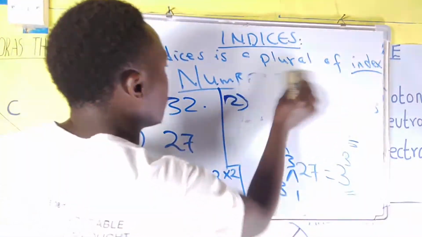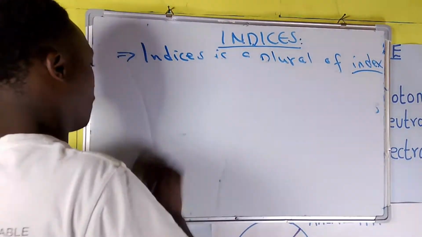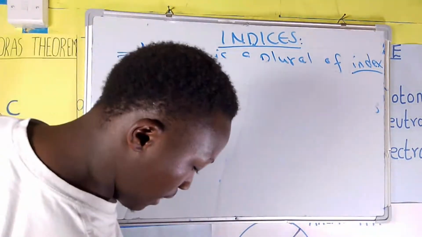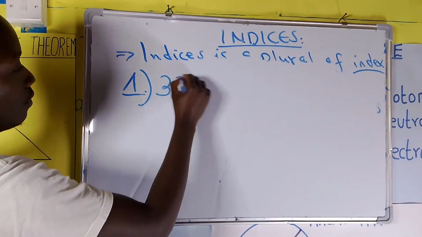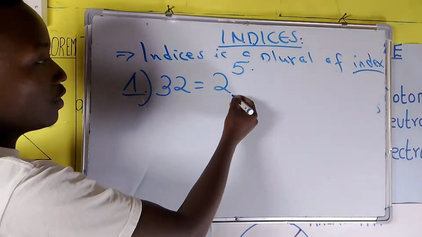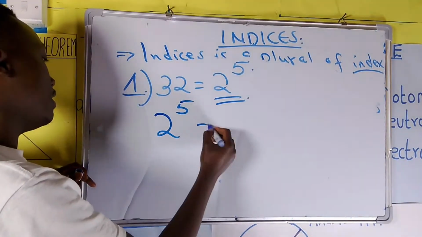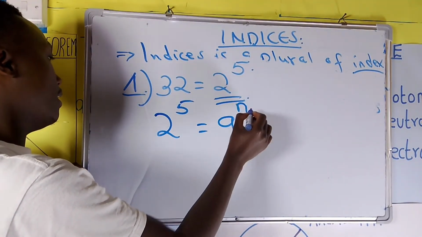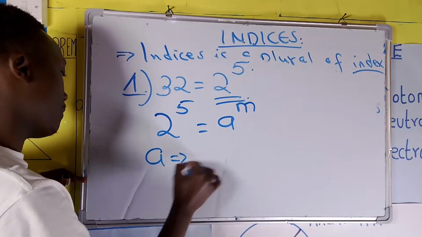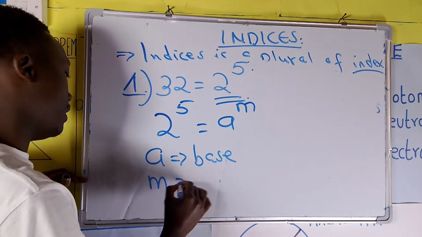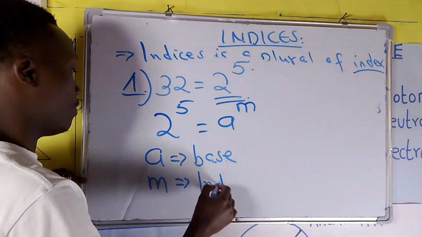So having that, if you can recall, the first question that we responded to was 32, which was equivalent to 2 to power 5. This number, 2 to power 5, is written in the form a to power m, or a to power n, where a is the base and m is the index. A is the base where m is the power, or what we call the index.